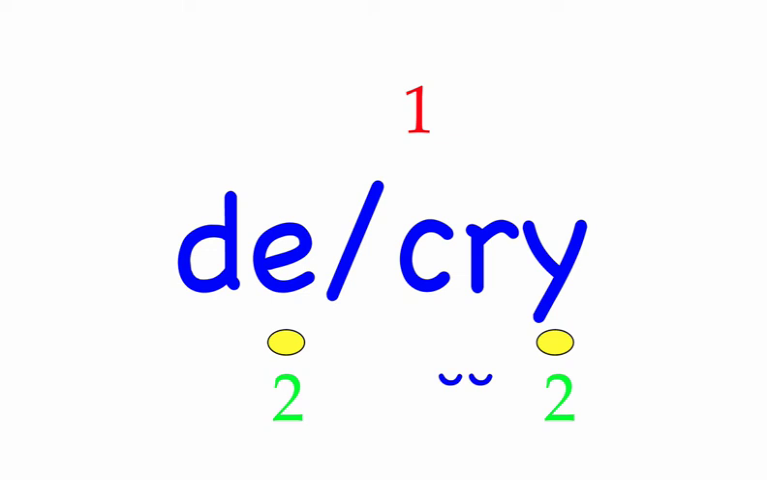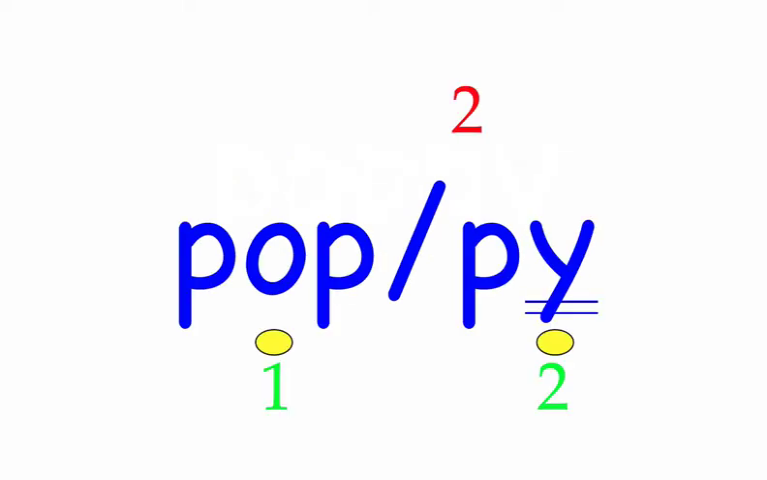Row 7, poppy. I would like a poppy seed bagel. Poppy. Two syllables. First syllable pop, three sounds. P, A, P. Py, two sounds. P, E. Poppy. Mark the word.